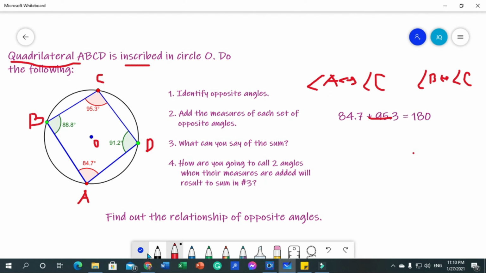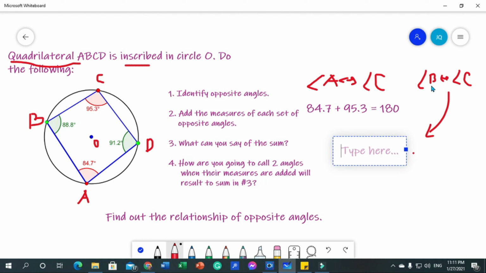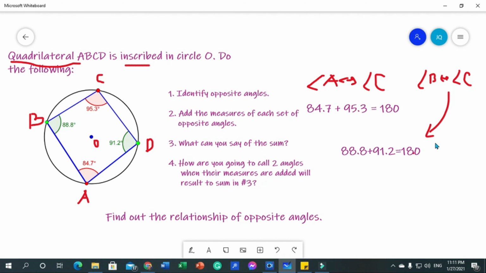So our measure for angle A is 84.7 degrees and angle C is 95.3 degrees, and the sum is 180 degrees. And for angles B and D, I'm going to write down here. The measure of angle B is 88.8 plus 91.2, and that equals 180 degrees. Now what can you say about the sum of each set? For set 1 of opposite angles, A and C, the sum is 180 degrees, and the other set, angles B and D, is also 180 degrees.